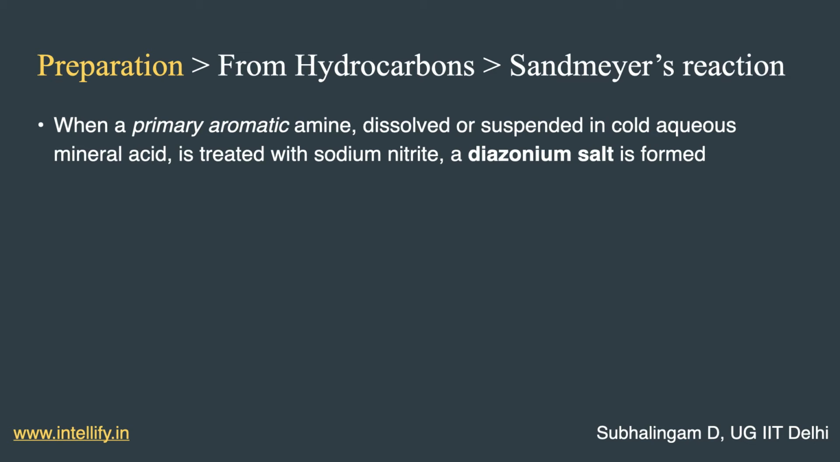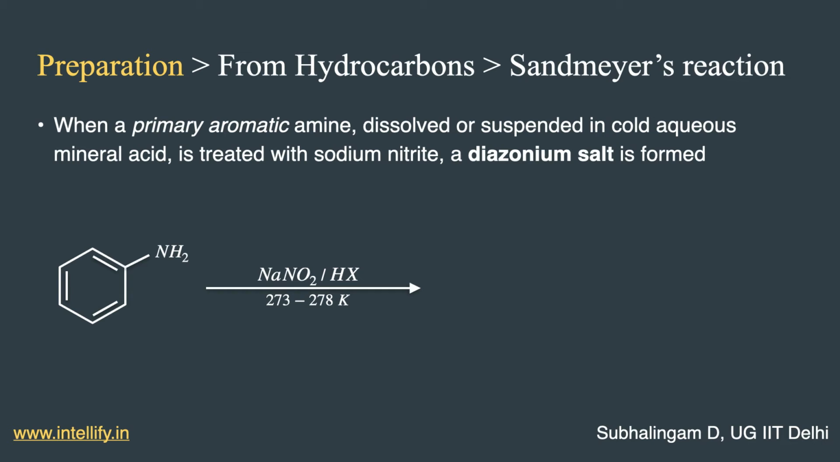This method requires a primary aromatic amine as source. We take this primary aromatic amine first, dissolve it or suspend it in a cold aqueous mineral acid like HNO2 and then treat it with sodium nitrite. We get a compound called diazonium salt. So here is a primary amine. We treat it with NaNO2 and HX at 0 to 5 degrees Celsius. We get this compound that is called benzene diazonium halide, that is C6H5N2+ X-.